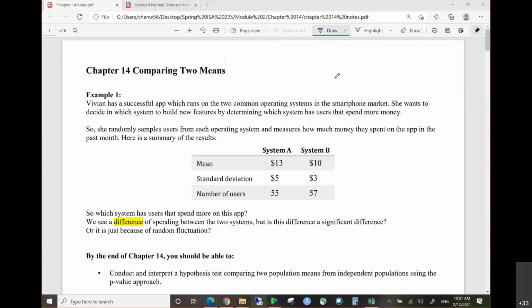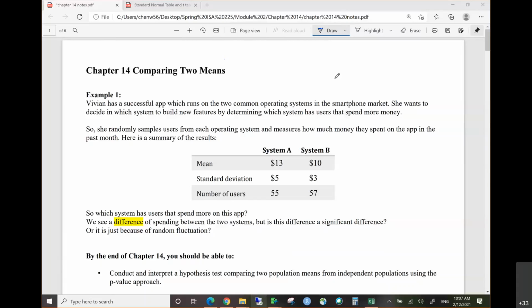But what if I have two populations? What if I want to compare these two populations? Which population has the larger population mean? The other one has a smaller population mean. Which one is larger?